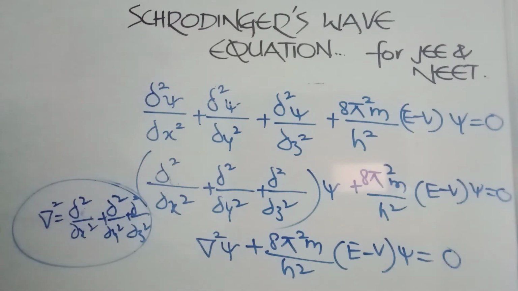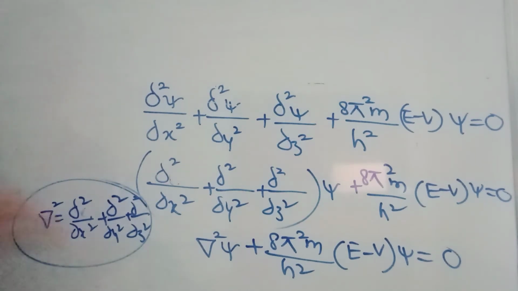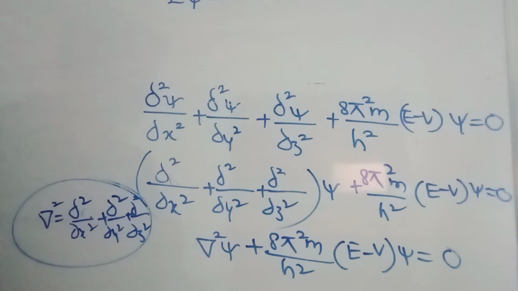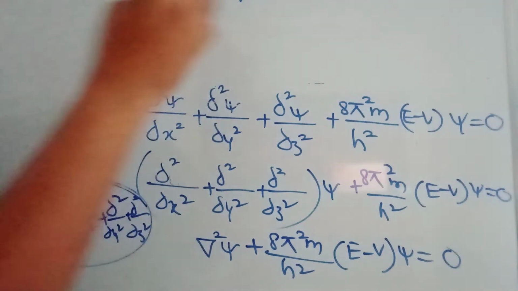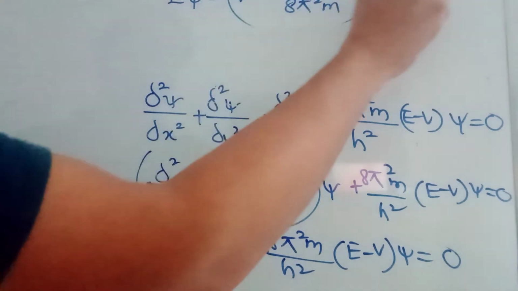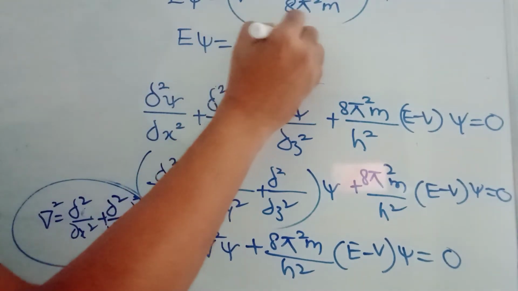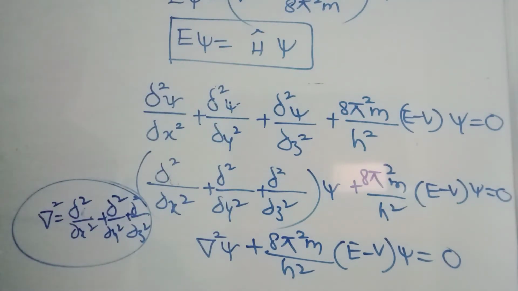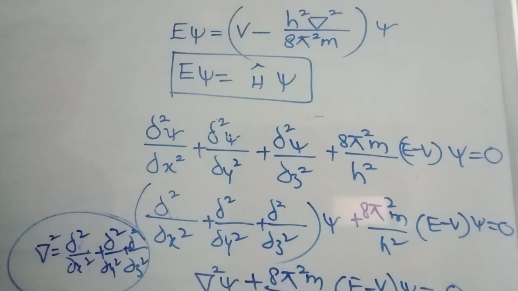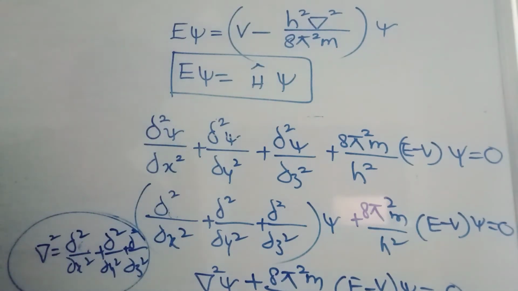This is a mathematical expression, and you can make it even simpler. On taking the LCM and simplifying further, you finally get the expression Eψ = [V − (h²∇²/8π²m)]ψ. Here we can simply write Eψ = Ĥψ, where Ĥ replaces the bracketed expression.